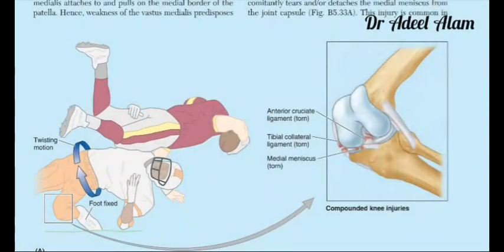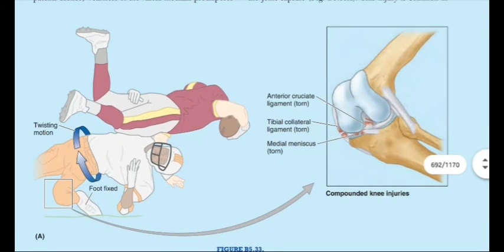Let's have a general overview regarding the applied anatomy of the knee joint. This picture is very interesting. The two footballers or rugby players collide each other. The knee of the football player suddenly flexes and laterally rotated, which results in the injury of three structures. Number 1, anterior cruciate ligament. Number 2, tibial collateral ligament. And number 3, medial meniscus. The injury to these three structures known as unhappy triad.